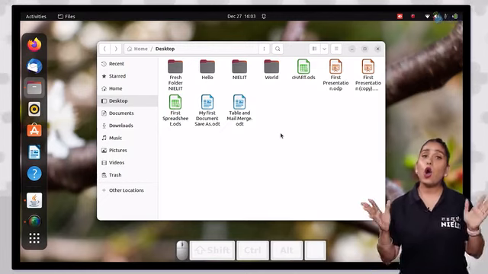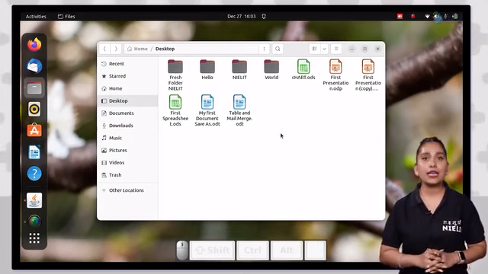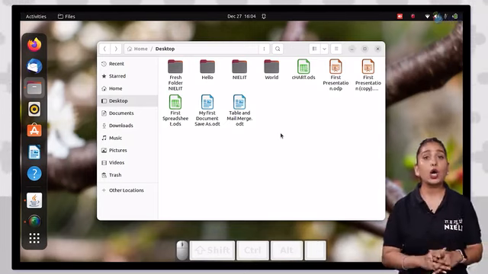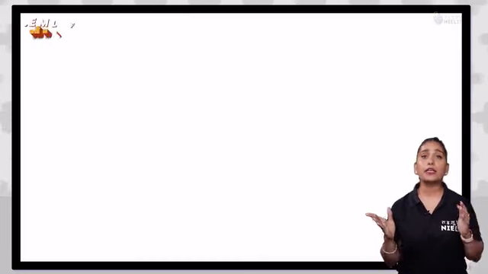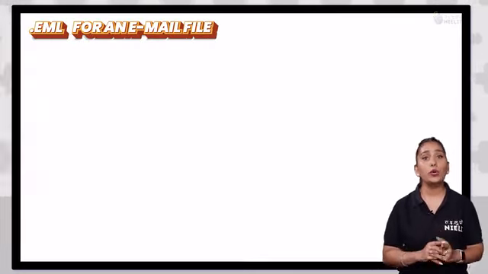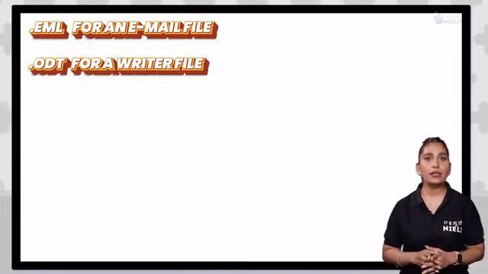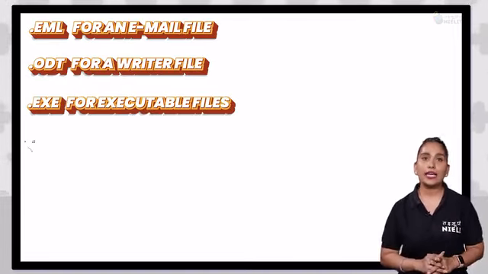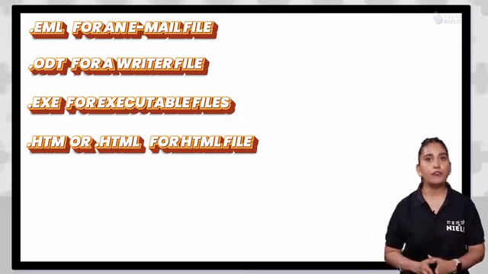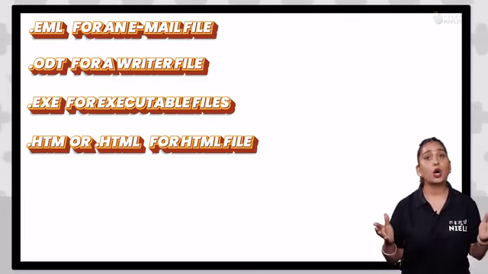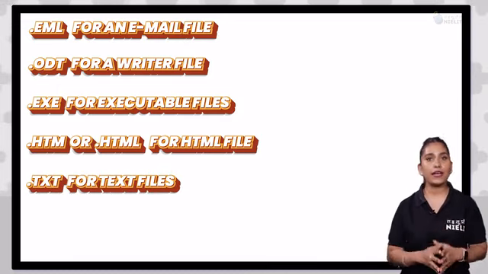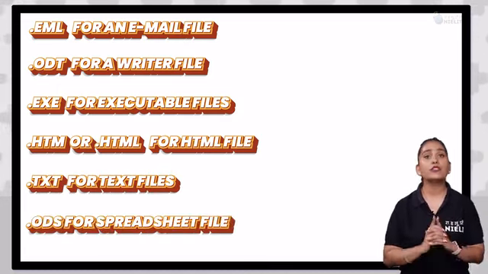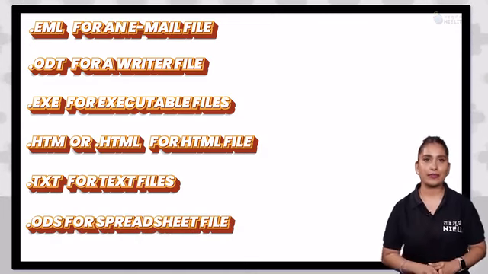In Ubuntu operating system, various types of files are identified with various extensions. .eml is used for an email file, .odt for a writer file, .exe for executable files, .htm or .html for HTML files, .txt for text files, .ods for spreadsheet files, and .odp for presentation files.